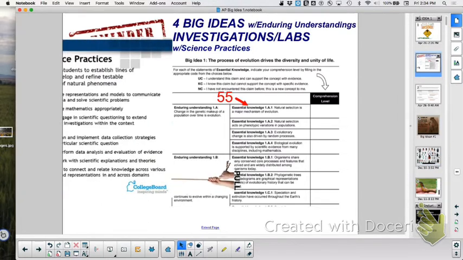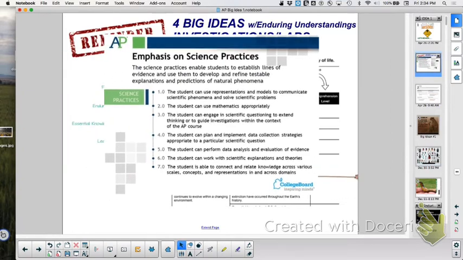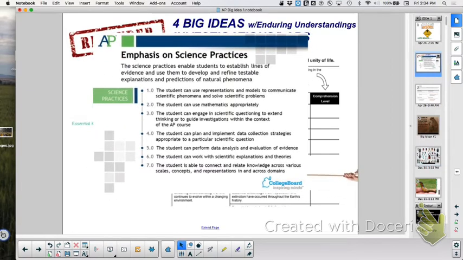I want to remind you what the science practices are, okay? If we look at the science practices, the student can use representations and models to communicate scientific phenomena and solve scientific problems. The students can use mathematics appropriately. Well, we have a 2-page formula sheet to see if we can use mathematics appropriately. The student can engage in scientific questioning to extend thinking or to guide investigations within the context of the AP course. The student can plan and implement data collection strategies.